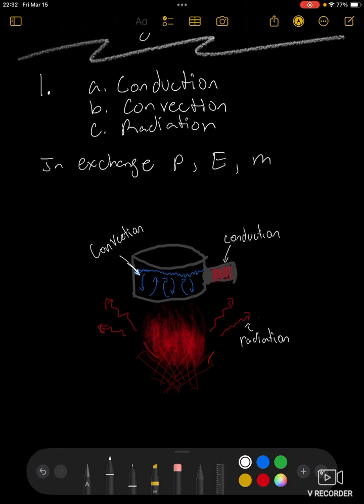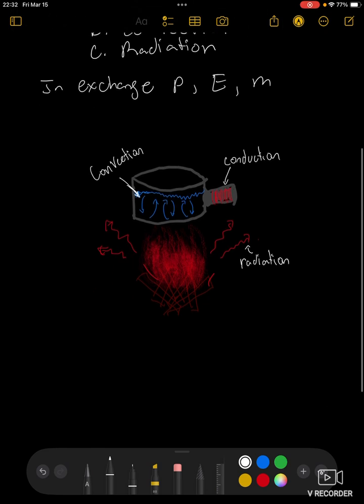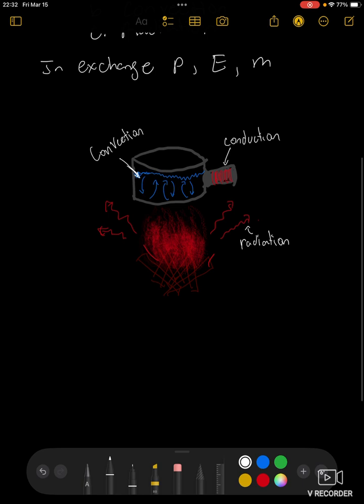Here's a bit of a diagram. As you can see, the radiation is from the flame, like the heat from the flame. The convection is the liquid within the pot, and the conduction is from like the handle as it gets hotter from the fire. But let's talk more about what this picture means. And moving to the second part right here, where we will describe each form.